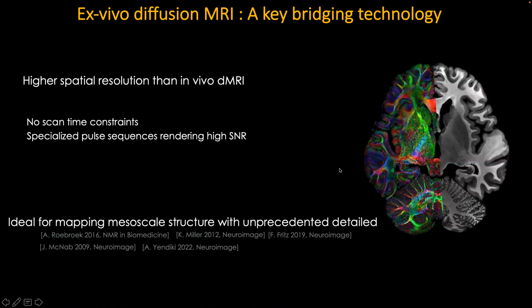And this is because we can achieve much higher spatial resolution than in vivo diffusion MRI because we don't have time constraints, we don't have motion, and we can use a specialized pulse sequence that renders high SNR, like 3D multi-shot EPI. All of the information derived with the ex vivo diffusion MRI can be translated to in vivo diffusion MRI. So this technique is key. It's a key bridging technology for mapping the human brain.